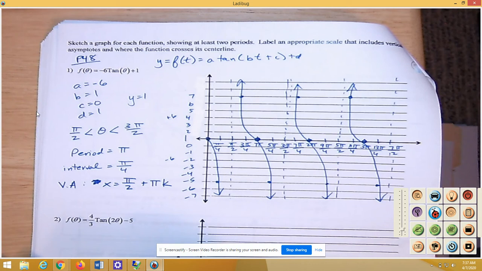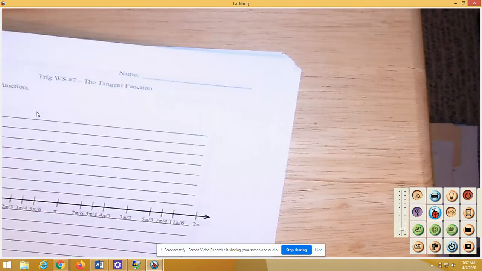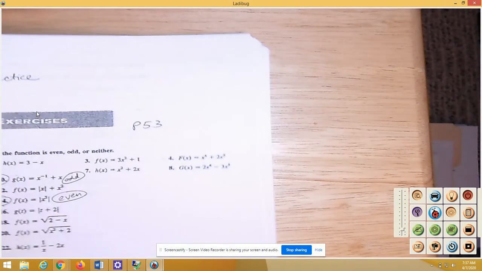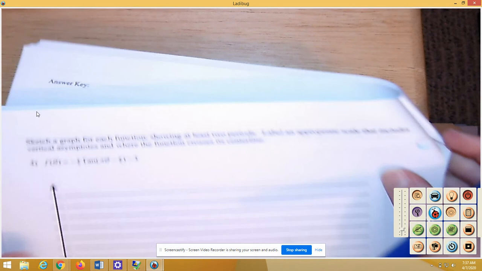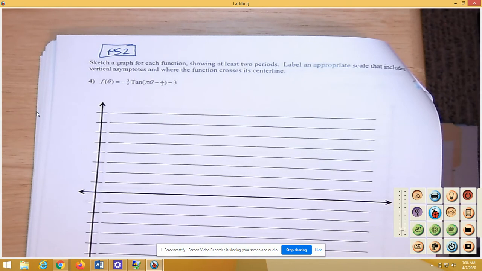All right, so let's go over to one that's a little bit harder. So this one's going to be on page 52. Same instructions where we're doing at least 2 periods, show an appropriate scale, all that good stuff. So this time we have f of theta equals negative 3 over 2 times the tangent of pi theta minus pi over 2, minus 3. So there's a lot of stuff going on with this one. So first thing I would do, and you can pause the video if you want, is you can find A, B, C, and D.